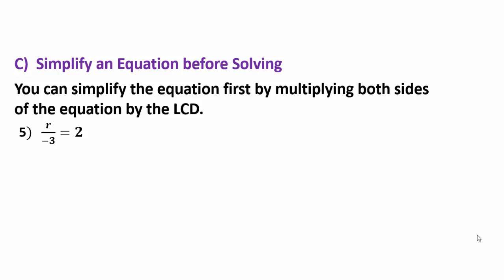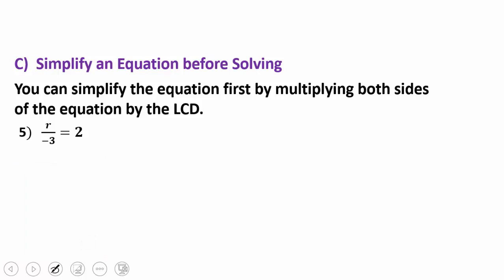We talked about this briefly in our lesson 3.5 when we said, hey, you can simplify an equation first by multiplying both sides of the equation by the LCD to get rid of the denominators. Let's get rid of fractions. So right here, if you have a fraction r over negative 3 and it's equal to 2, well, that is a fraction. I can get rid of that by simplifying by multiplying by the least common denominator.